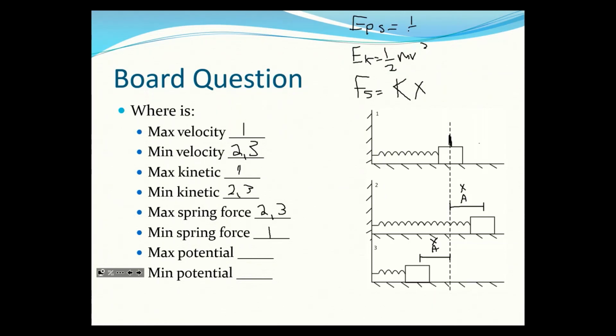So EPS equals 1/2 kx squared. Right? So here we're at the equilibrium, we have no x, so our minimum spring potential energy is going to be at 1. But when we have these compressions and expansions like this, it's going to have the most spring potential energy. So 2 and 3 are going to be the biggest because they're the only ones with x. Okay. So hopefully that went okay, and if you have any questions about it, just shoot me an email and I can help you out with that.